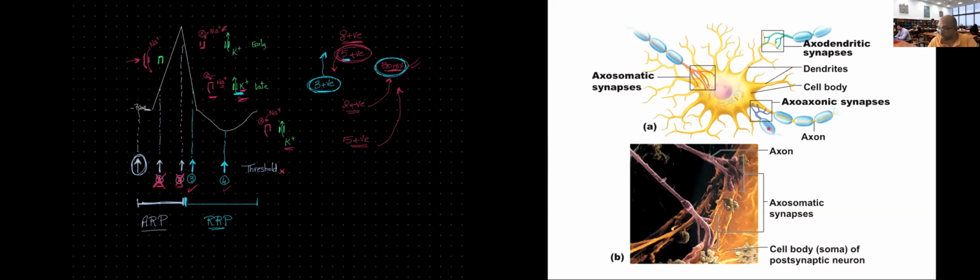I might have a connection between two axons, but actually not the two axon terminals. The axon terminals of the presynaptic neuron are going to be connected with the axon hillock of the postsynaptic neuron. We call this the axoaxonic synapse. Axoaxonic: the connection here is between the axon terminals of the presynaptic neuron and the axon hillock of the postsynaptic neuron.